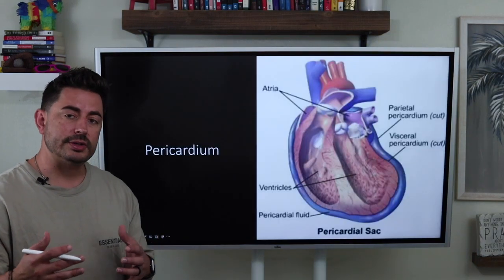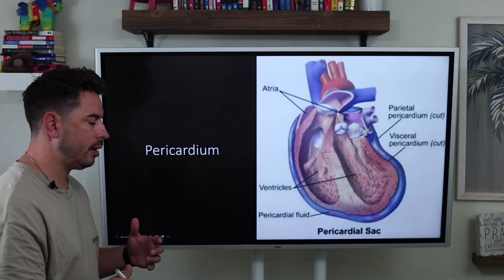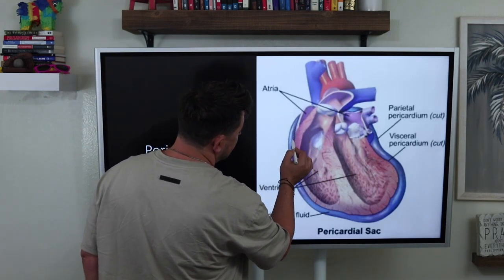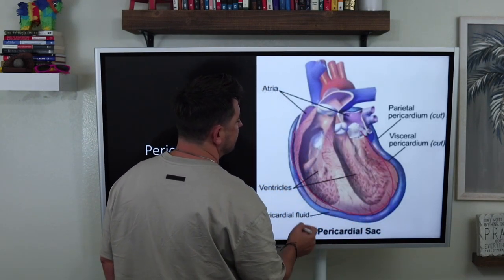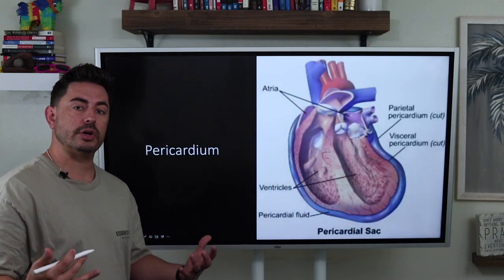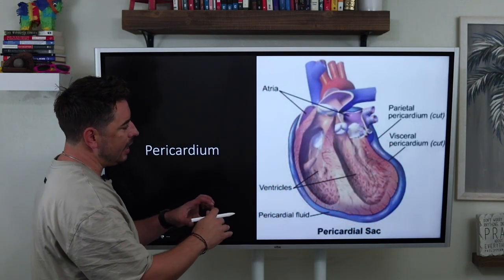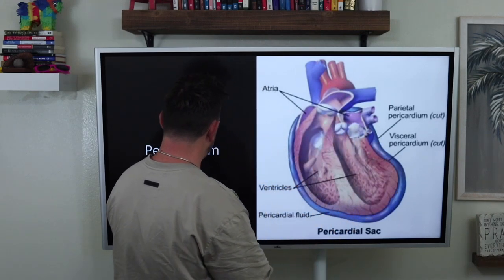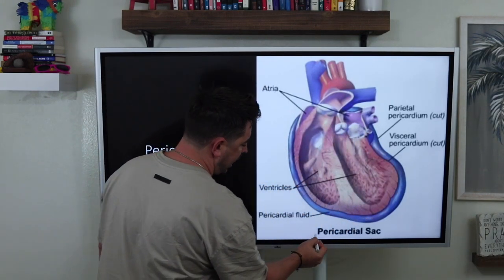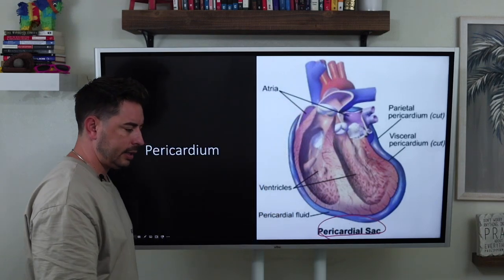So the next thing that we want to talk about here is the pericardium. The pericardium is actually a double-walled sac that protects the heart. So not only is this housed in the mediastinum, surrounded by all of those structures that we just talked about, it has its own protective mechanism called the pericardium, or the pericardial sac, that protects the heart itself.